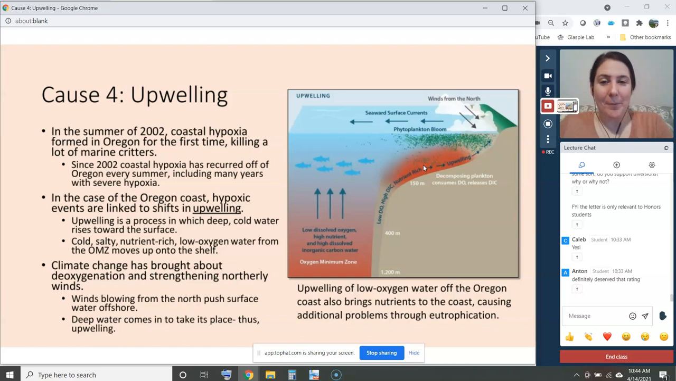So changes brought about by changing climate have strengthened the northerly winds, making them happen more often and for longer periods of time. Because of the Coriolis effect, the net movement of water is offshore in these shelf areas. And so as this water is moving offshore, something has to come in to take its place. And what comes in to take its place is water from deeper areas. And so you get this low dissolved oxygen, high nutrient water upwelling to take its place.